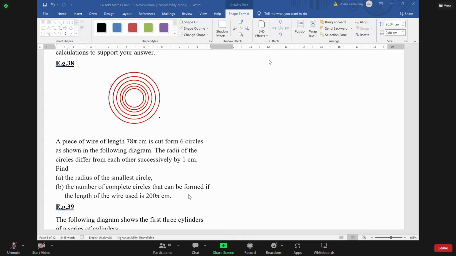So what you need to find actually? In this question, what you need to find? They give you the total length of the wire. So total length of a wire, that means you need to find what? They give you this total length of wire can form six circles, right? So in other words, you want to find what? Come on. You want to find?